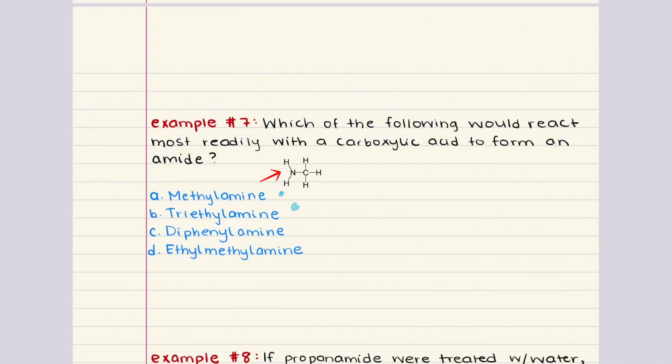B says triethylamine. This is a tertiary amine, and although it has a lone pair, it's very hindered by 3 bulky ethyl groups. So this makes it poor at directly attacking carbonyl groups. C says diphenylamine. This has 2 bulky aromatic groups, and those electron-rich rings can also delocalize the lone pair on nitrogen. So that's going to make it less nucleophilic and less reactive towards acids.